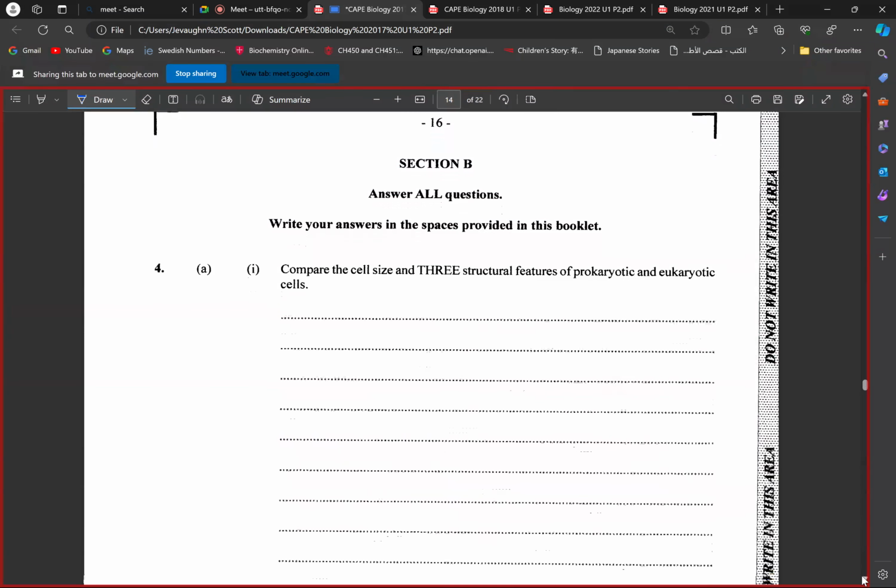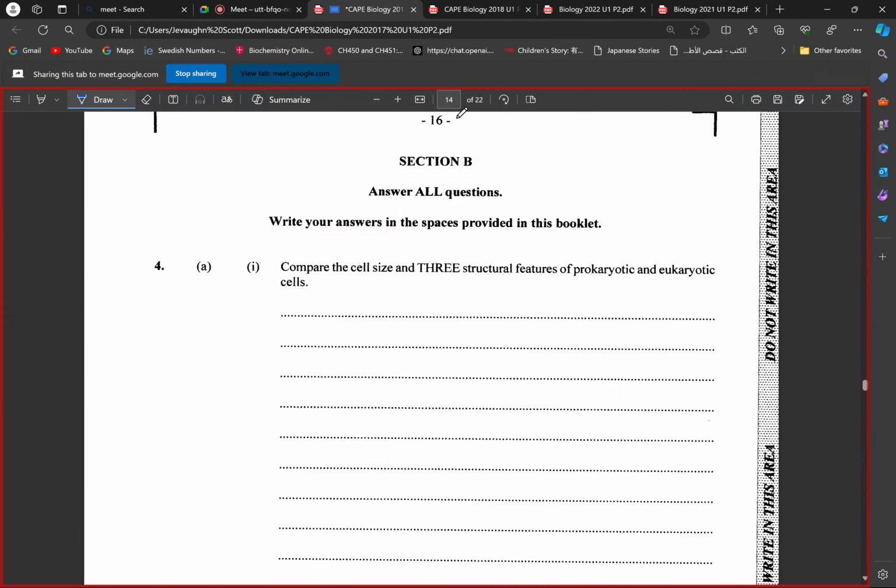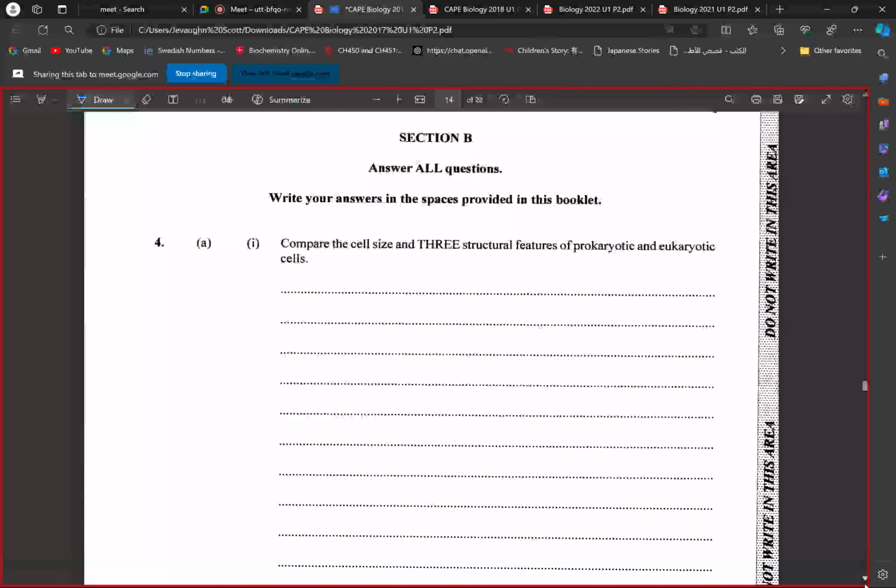We know that section B component for 2017 biology, right? We're looking at the module 1 component first, right? So within this component, the first question really asks us to compare the cell size and three structural features between the prokaryotic and eukaryotic cell.